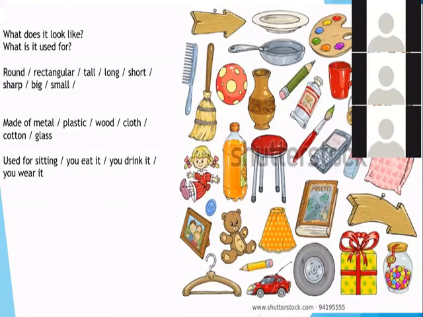It is brown and red in color, used for sitting, made of wood. A chair. Is it like a chair? Table. The chair. This is made of metal, I believe, but this is made of wood.